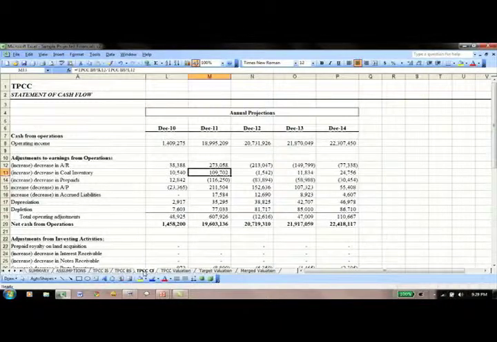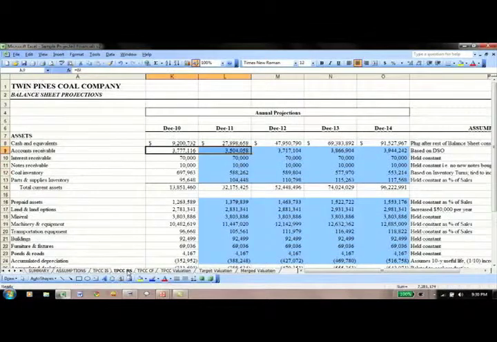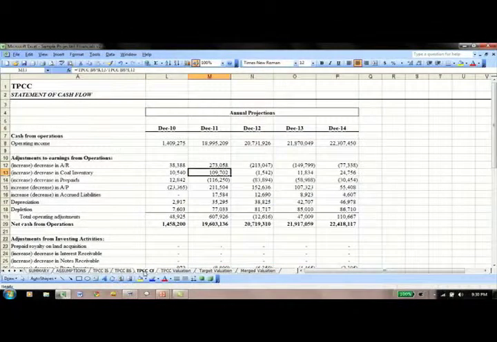The next line, coal inventory. Again, this refers us back to the balance sheet, K12 minus L12. If we go to K12 minus L12, notice what's happening here. As of December 2010, the inventory is 697.9 thousand, and then the inventory drops to 588.26. When you have inventory dropping, that essentially means that someone's buying that inventory, and that means cash is coming into the company. So again, you'll see here that it's a positive amount.